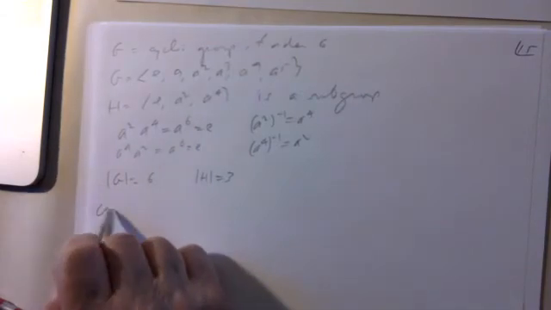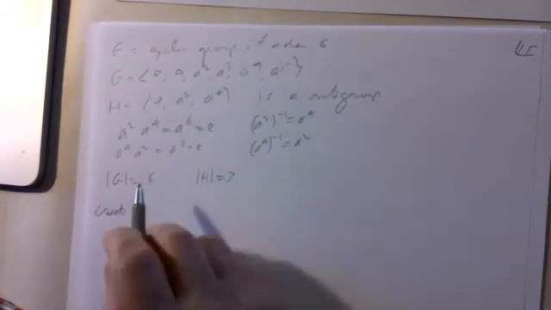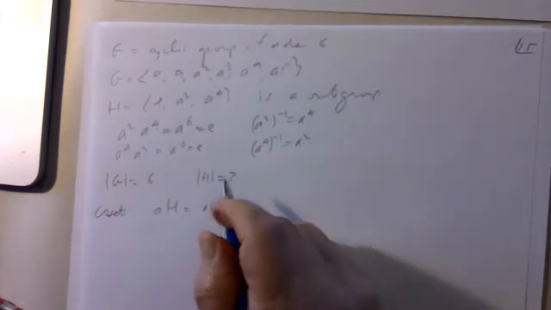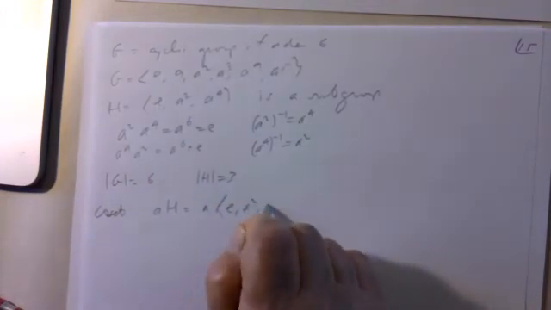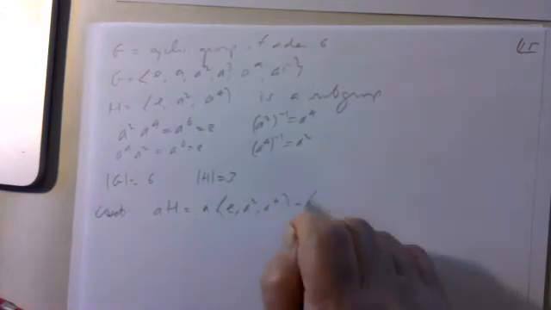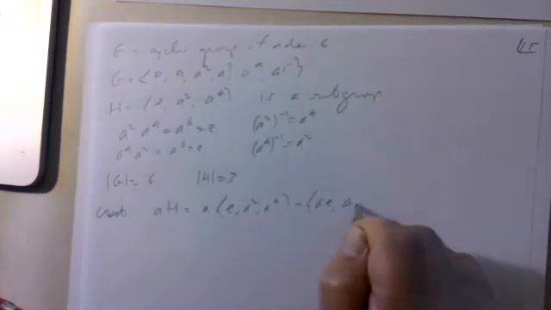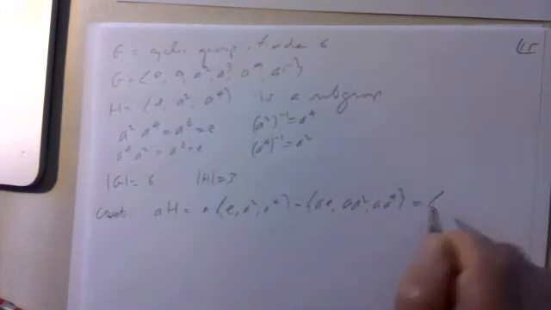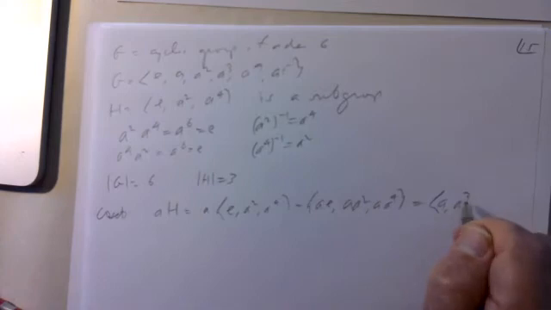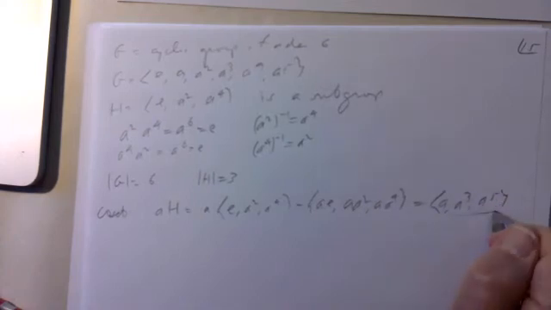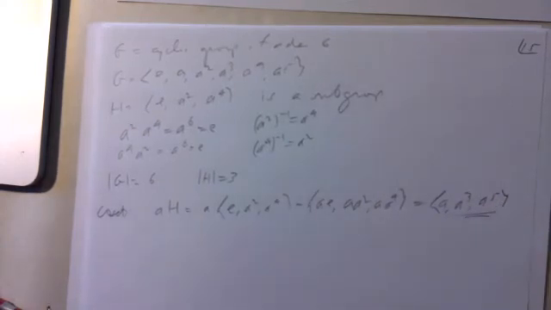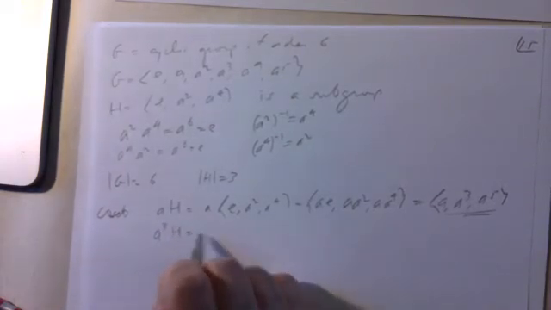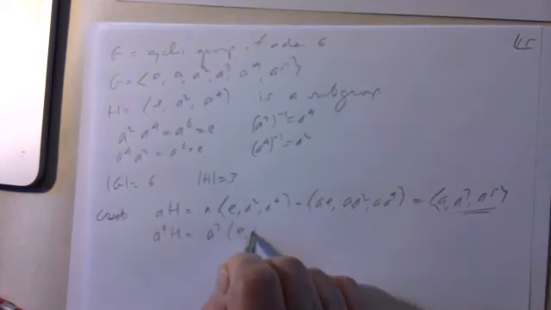What are the cosets? So suppose I take the coset AH. So this is A times E, A squared, A to the 4th. So that's AE, A times A squared, and A times A to the 4th. This is A, A cubed, A to the fifth. This is the odd powers of A. In fact, if I take A cubed E, that's A cubed times this.